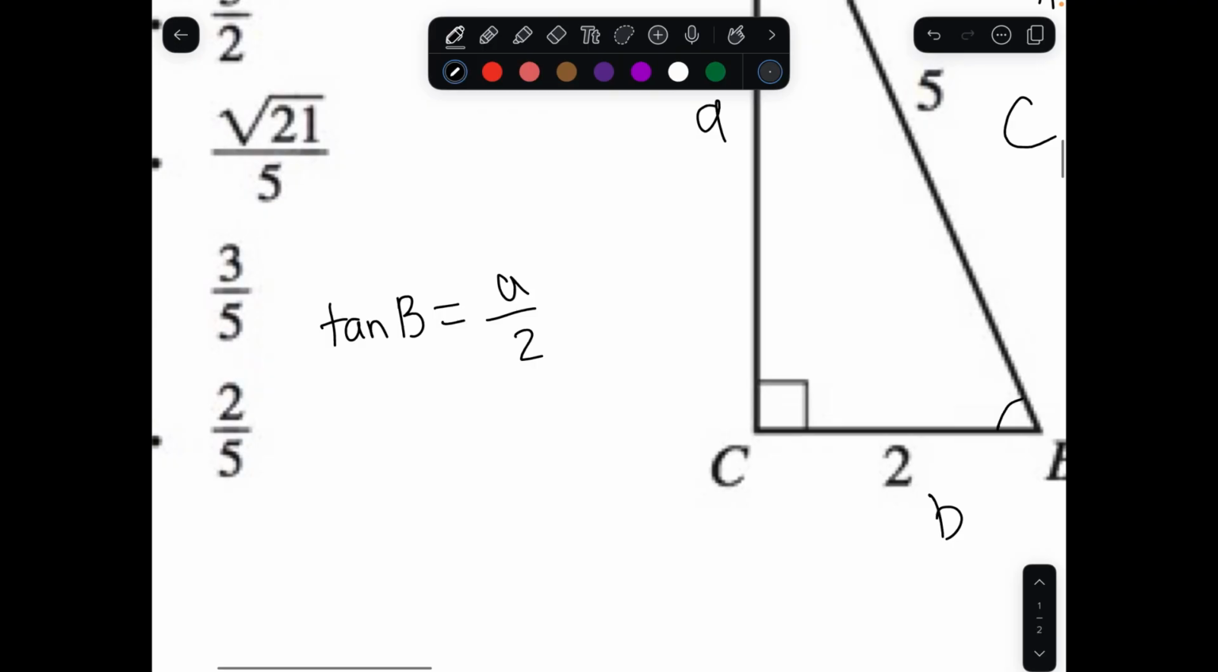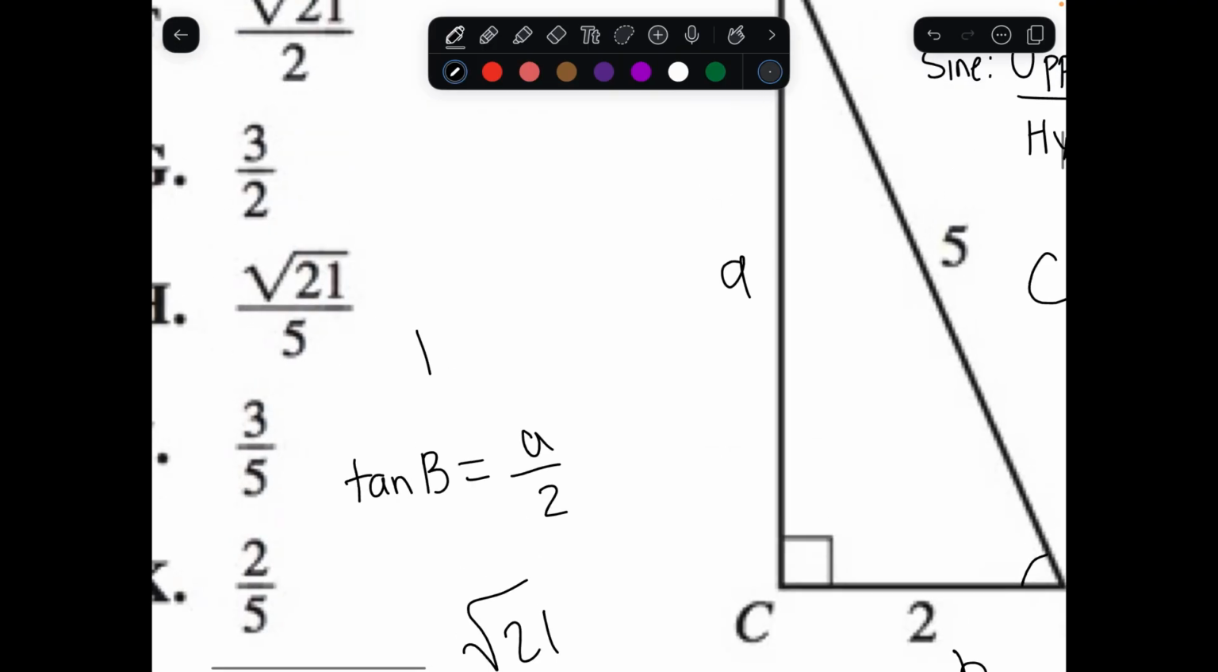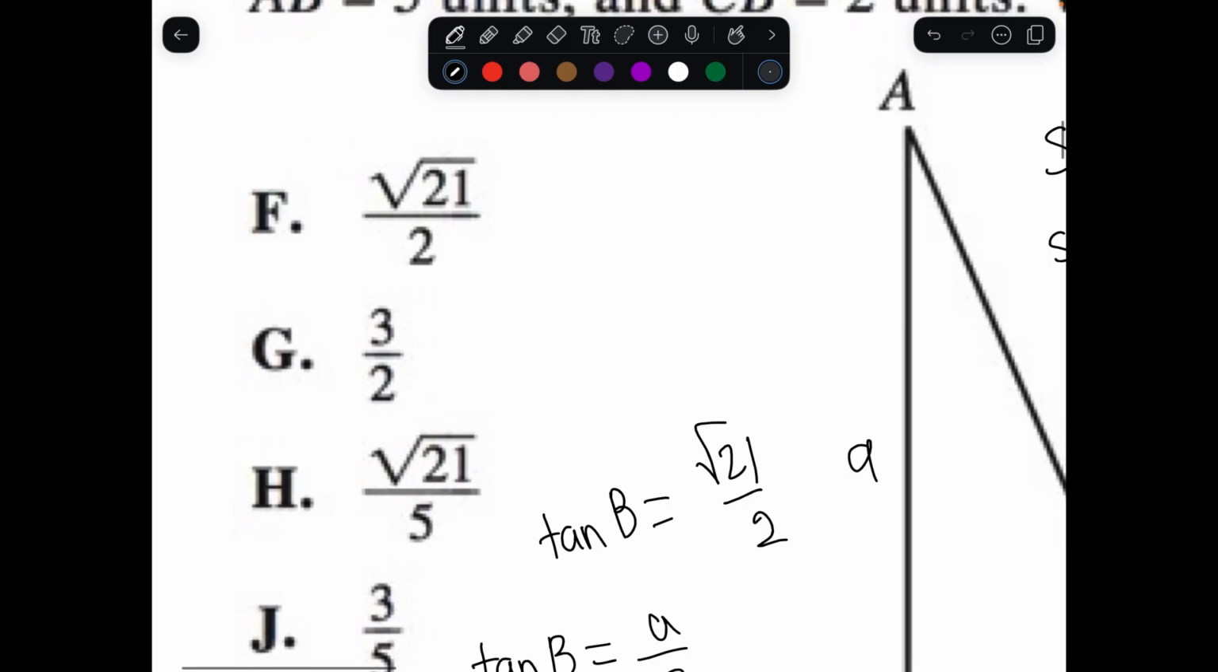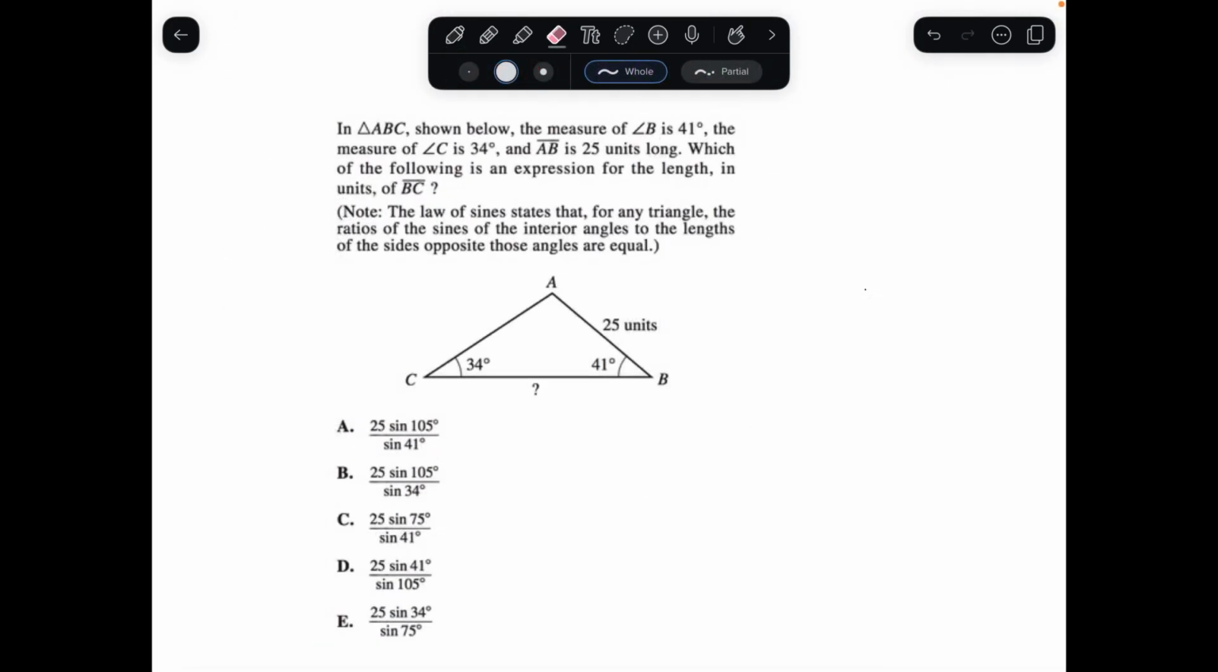So since a is root 21, tan of B is going to equal root 21 over 2. And because we figured that out earlier, that tan of B equals a over 2, and we just found out that a is root 21, tan of B is going to be root 21 over 2. So the answer to the first question is F. On to the next question.